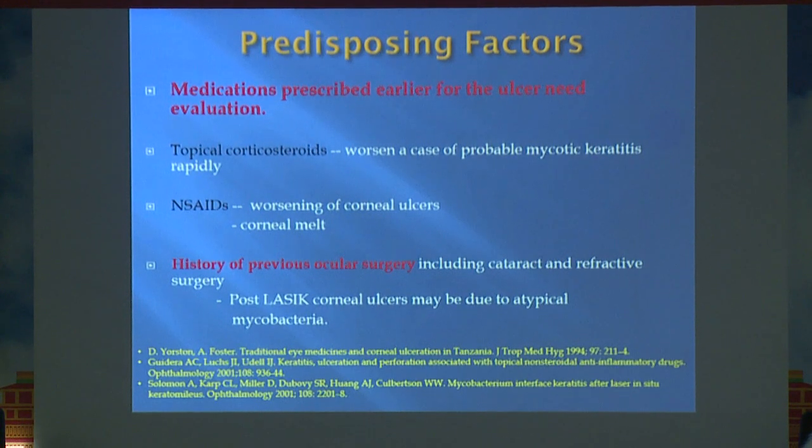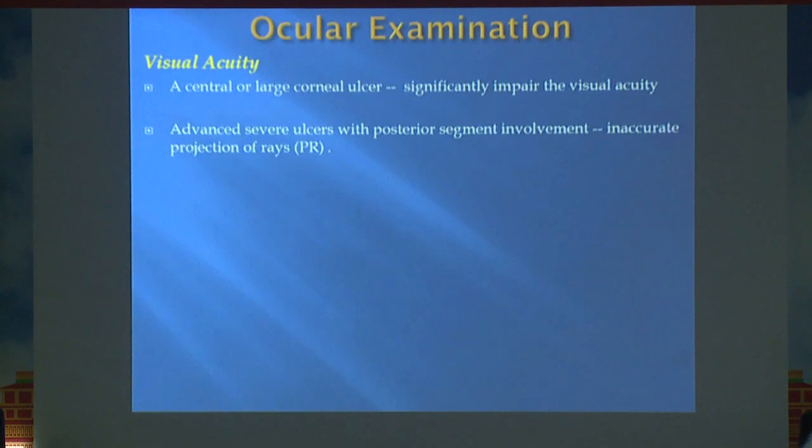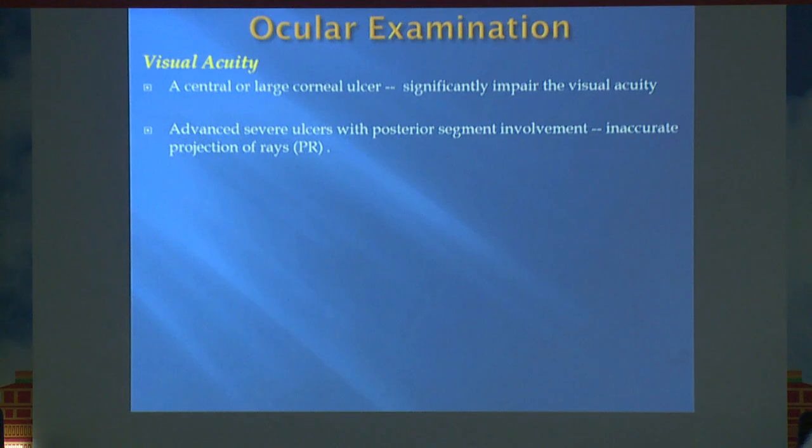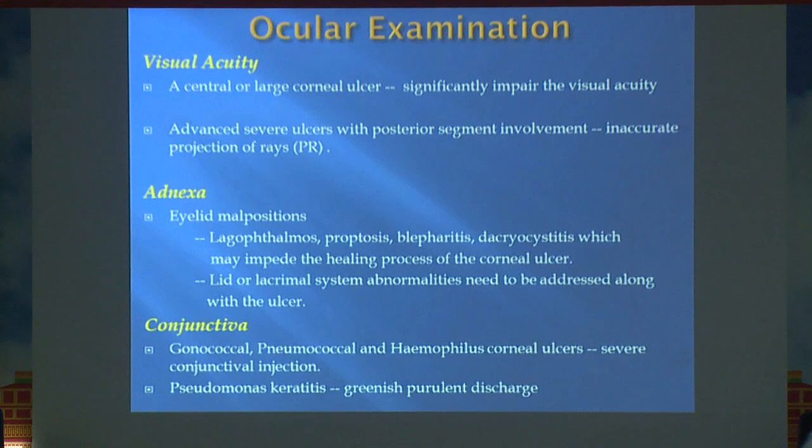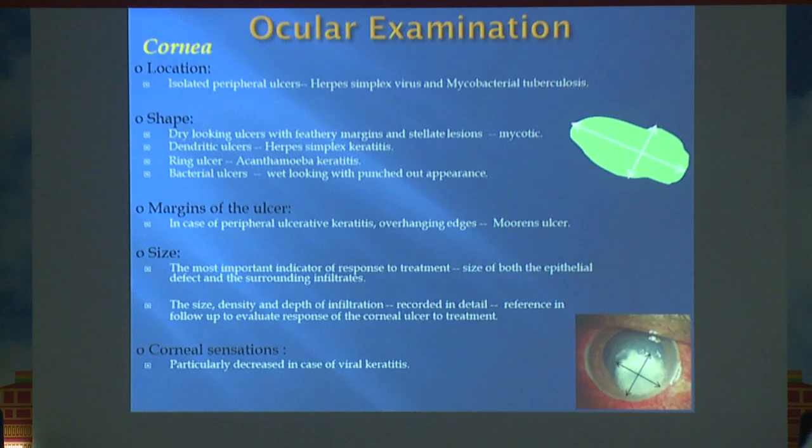History of any previous ocular surgery, including cataract and refractive surgery, should be taken. Visual acuity should be checked. In central or large corneal ulcer, significant impairment of visual acuity may be there. And adnexal abnormalities must be checked for any eyelid malpositions, any other adnexal abnormalities, any conjunctivitis.